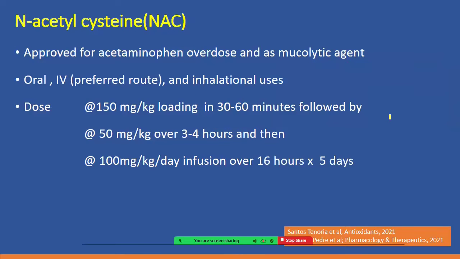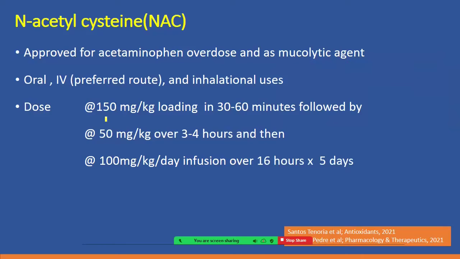So now, briefly, I'll be talking about N-acetylcysteine. All of us are aware that N-acetylcysteine is approved for paracetamol poisoning and overdose, and is also used as a mucolytic agent in pulmonary disease. It is available in oral, IV, as well as inhalational forms.